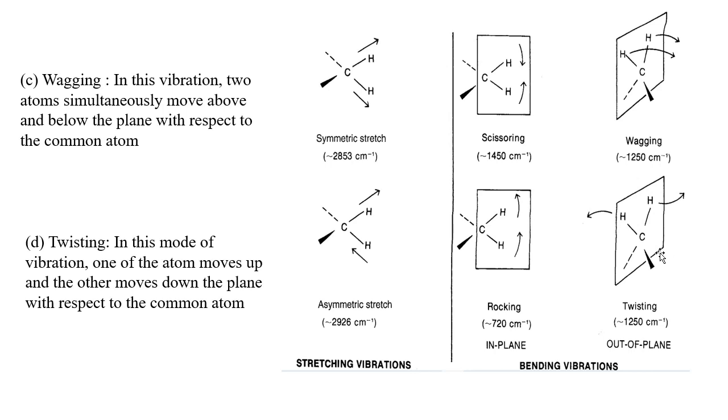With respect to the plane of carbon atom, this hydrogen moves up while this hydrogen atom moves down with respect to this common carbon atom. And this type of vibration is called twisting vibration. Both wagging and twisting are out of plane vibrations, whereas scissoring and rocking are in plane bending vibrations.